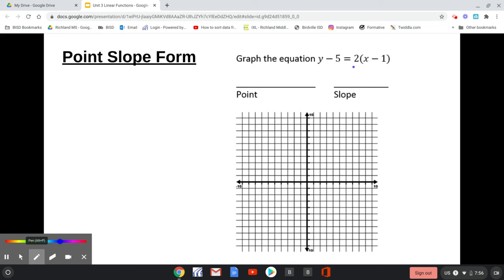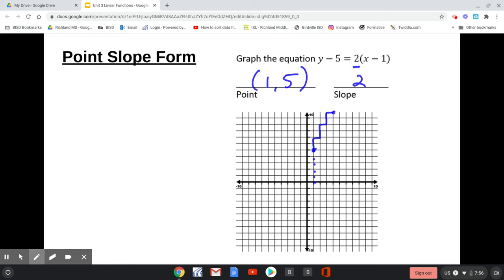I can see the slope is 2. And I know the point is going to be x is 1, and y is 5. So I could go to that point. We have 1, and then up 5: 1, 2, 3, 4, 5. There's our point. And our slope is 2. So we would rise 2 over 1, rise 2 over 1, rise 2 over 1. That should be how it's drawn.